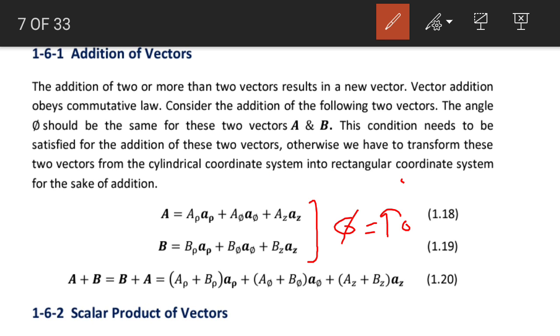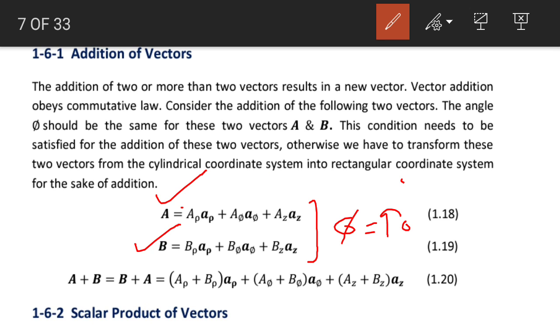If the angle phi is the same for vector A and B, then we can add these two vectors directly in the cylindrical coordinate system as we did in the rectangular coordinate system. Otherwise, we will have to transform these vectors from the cylindrical coordinate system into the rectangular coordinate system. We shall add these two vectors in the rectangular coordinate system and transform the resultant vector back to the cylindrical coordinate system. So we cannot add two vectors directly in the cylindrical coordinate system if phi is different for A and for B. We can add them if phi is the same for vector A and vector B.